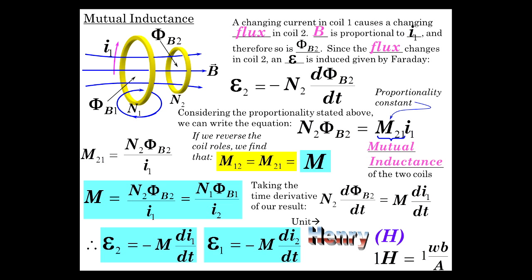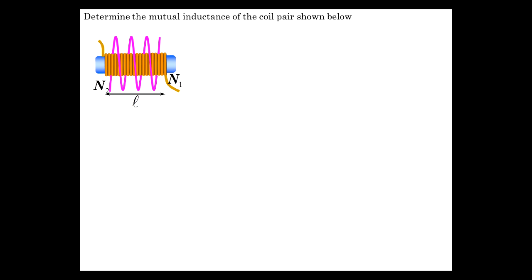It's called the Henry. So now we're basically going to go through this again using an example of a solenoid. Turns N1, wrapped around by a larger coil, turns N2, of length L. We're going to determine the mutual inductance between those two coils. So the magnetic field in coil 1, the solenoid, is just mu0 times turns per length times the current in number 1. Turns per length is N1 over L, big N1.